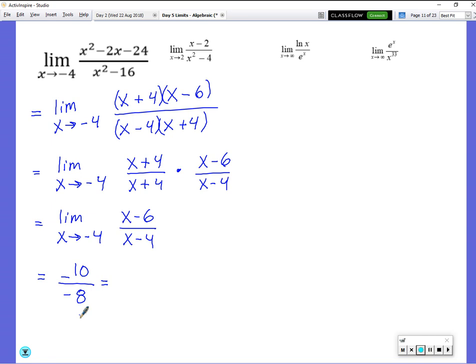So this reduces to 5/4. So when the input is close to negative 4, the output is close to 5/4.